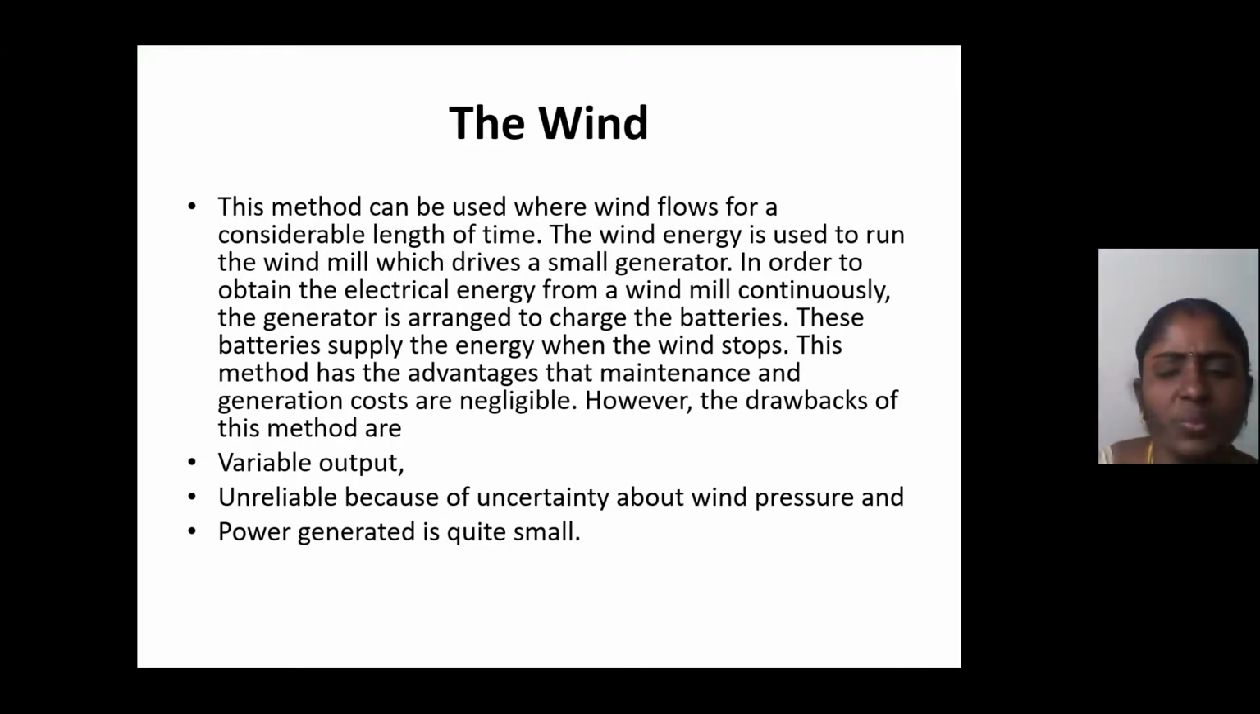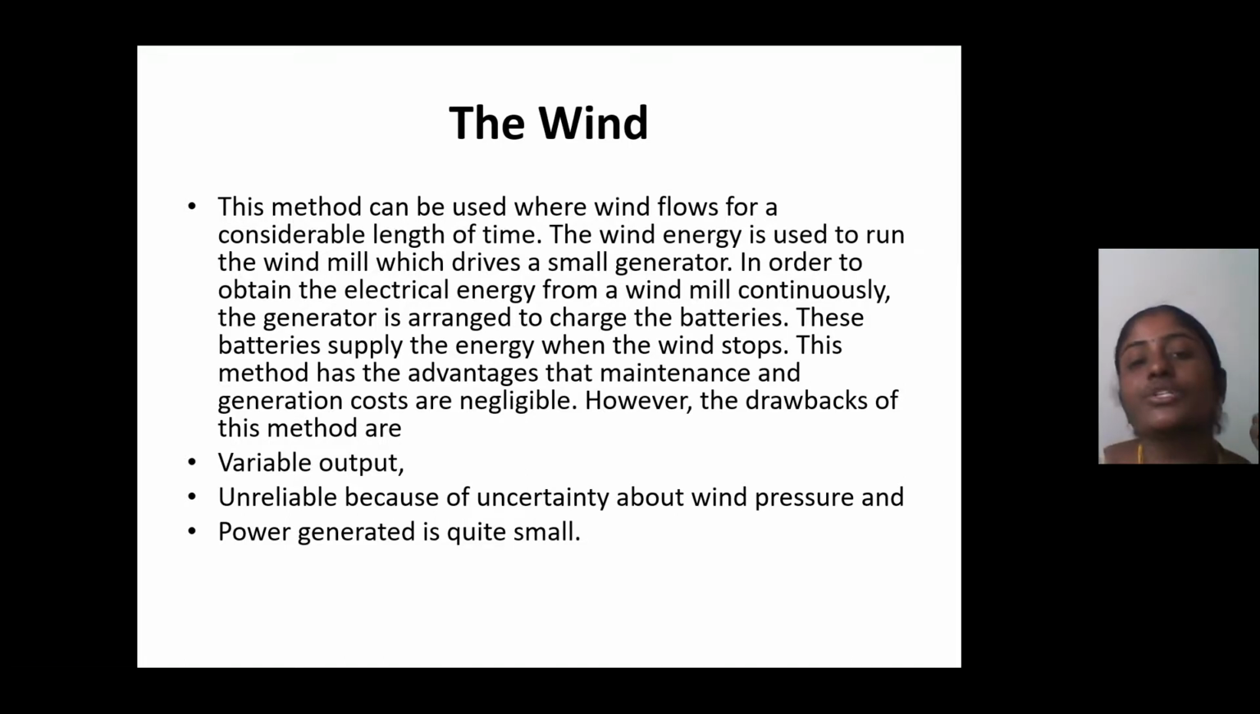What are the drawbacks of using wind as a source? The output becomes variable, because based on the wind speed and wind direction, the output will vary. It is unreliable because of uncertainty about the wind pressure, and the power generated is quite small.